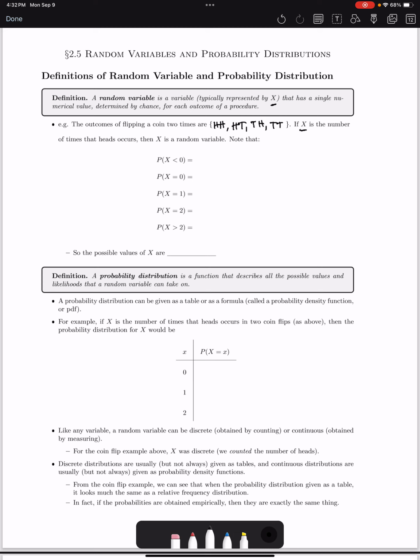Note that X cannot be less than 0, okay? It doesn't make sense to say, oh, we flipped -3 heads when we flipped the coin twice, right? So we say probability X is less than 0 is 0. That cannot happen. But X could be equal to 0, right? It's possible that we might never flip heads when we flip the coin twice. In fact, of our 4 possibilities, there was one where heads never occurred. So the probability that X equals 0 is 1/4.